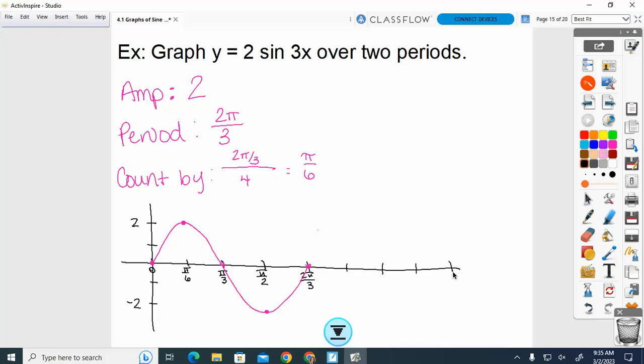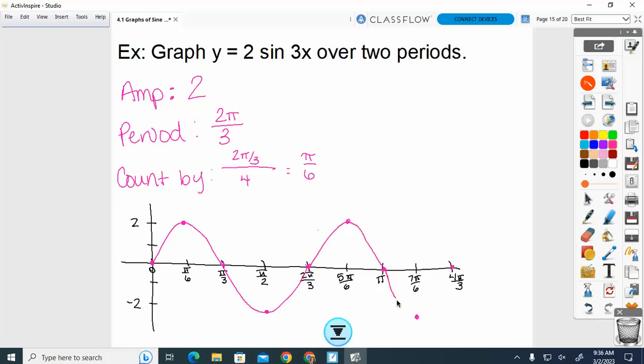And we keep adding our count by. So 2 pi over 3, that was 4 pi over 6, plus 1 pi over 6 is 5 pi over 6. 5 pi over 6 plus pi over 6 is 6 pi over 6, or pi. 6 pi over 6 plus pi over 6 is 7 pi over 6. 7 pi over 6 plus pi over 6 is 8 pi over 6, or 4 pi over 3. And we continue our pattern. So we're at 0, so we go up to our high point, back to 0, down to negative 2, and then back to 0.